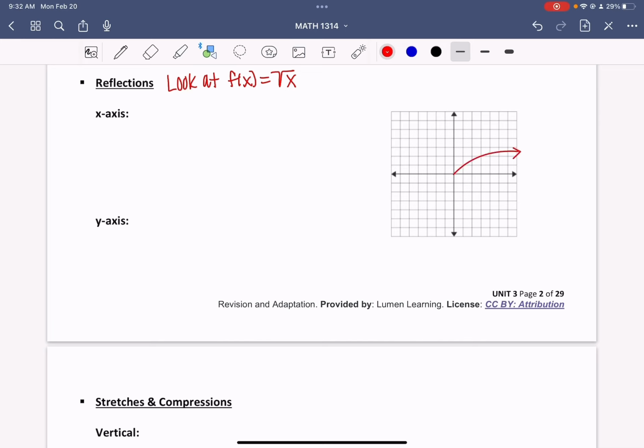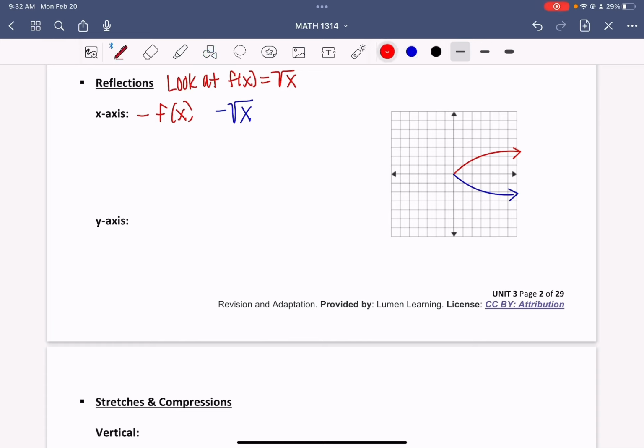So if we have an x-axis reflection, that is a negative multiplied on the outside of the function. So with our example here, that would mean we're looking at negative square root of x. It reflects it over the x-axis, so this gives you a curve like this. So similar, kind of just a swoop over, but it's just been flipped over the x-axis.